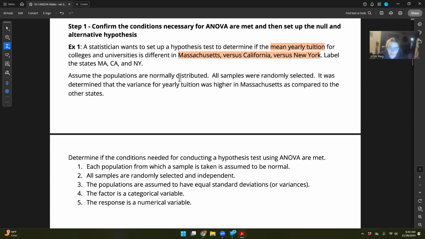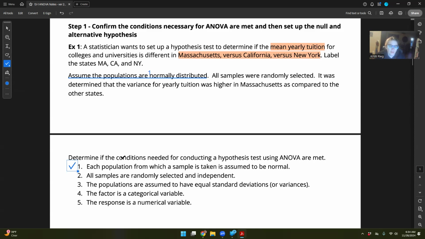Each population is assumed to be a normal sample. So this right here answers the first condition. And so we say, yes, they are normally distributed. Check.